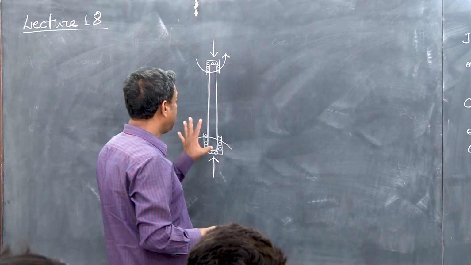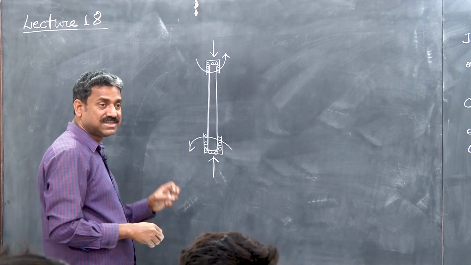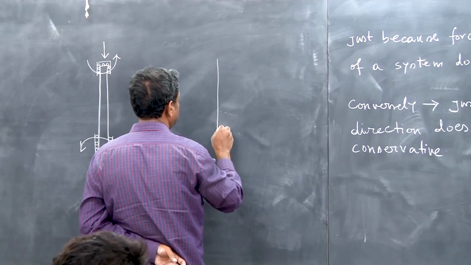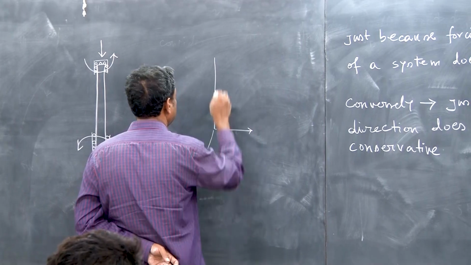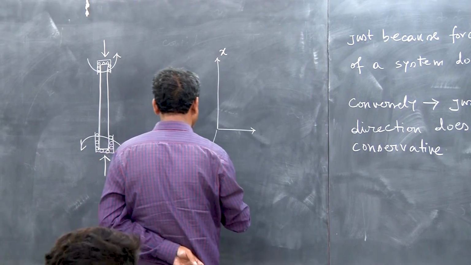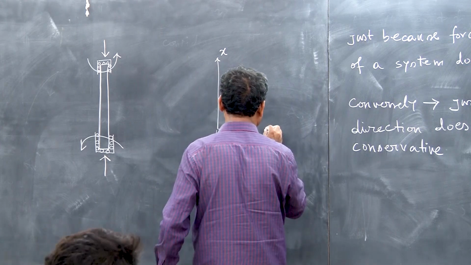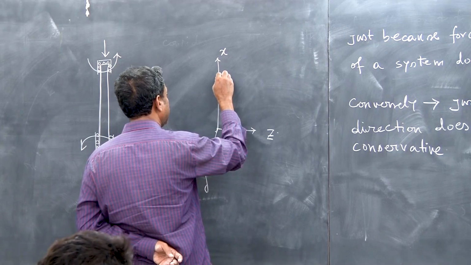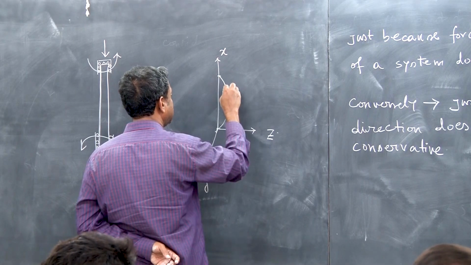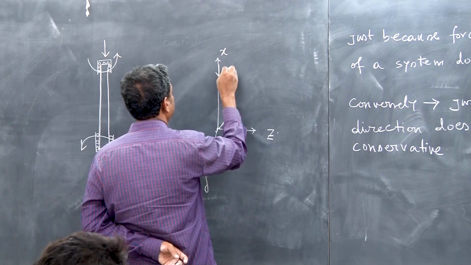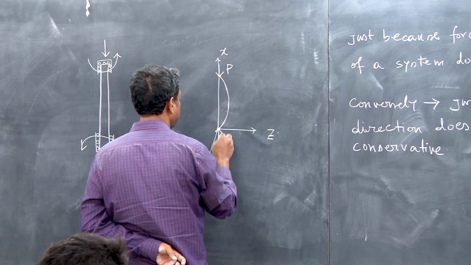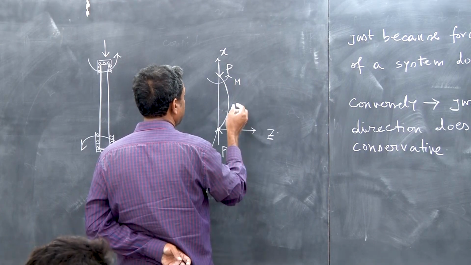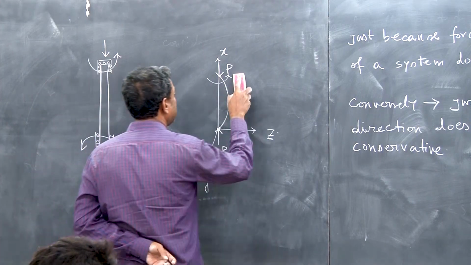So what will happen? This is a typical example of a non-conservative system. How is it so? Let me explain to you. I consider a shaft like this. This is the deformation. It is subjected to an axial force P here, and then it is also subjected to a torque T.